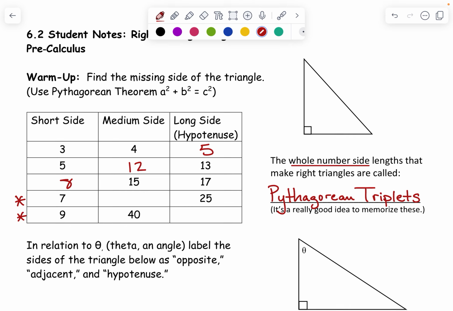And then for these last two, I'm going to let you try it because you should be able to, if you don't remember these, use the Pythagorean theorem to figure them out. So this will be your A, this will be your B, this will be your C. See if you can find these two yourself.